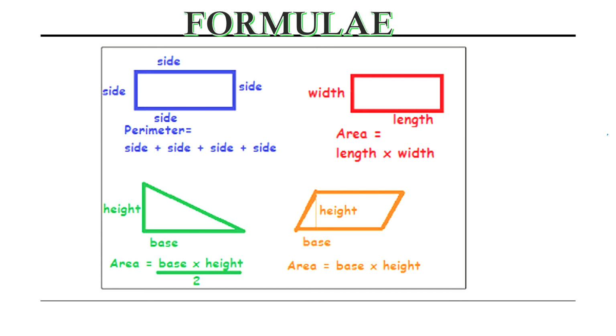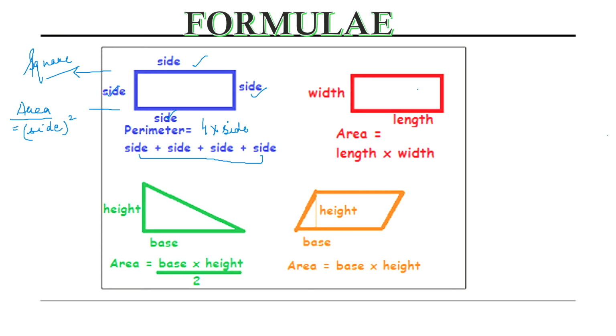So, if I consider this as my square, where all the four sides are equal, the formula for the perimeter will be 4 into the side. As you can see, I have added 4 times the side, so I can even say 4 multiplied by the side. The area of the square is equal to side square.